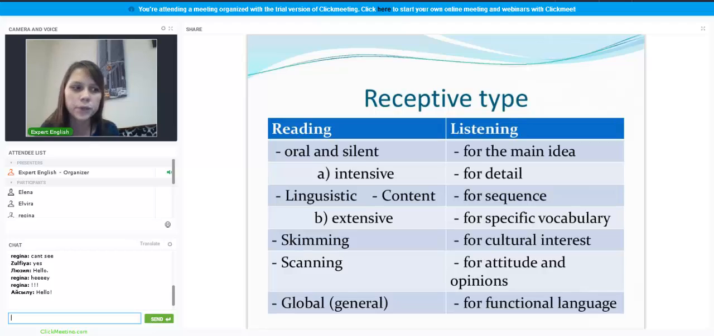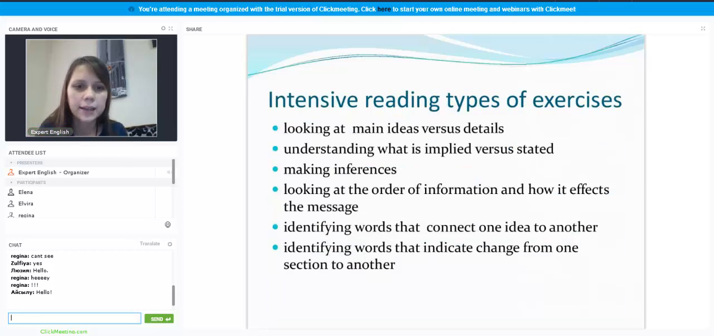We work with the text, we analyze structures, we work with the structure. In this slide, you can see what intensive reading types of exercises mostly deal with. They look at the main idea versus details. They make understanding of what is implied versus what is stated. They identify words that connect one idea to another. In this kind of exercises, we work with the text, we work with the words themselves, with the materials.